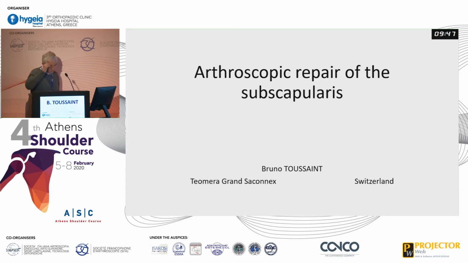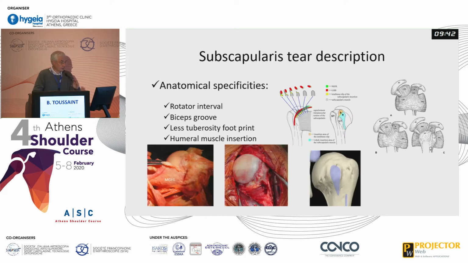I would like to speak about arthroscopic repair of the subscapularis. But before, it's very important to describe the subscapularis tear very well, and there is some anatomical specificity of the subscapularis because it has a very specific relationship with the rotator interval. The rotator interval was very nicely described by Bernard Yost, and the superficial layer of it is the combination of superficial fibers of supraspinatus and subscapularis, and they go over the biceps groove.